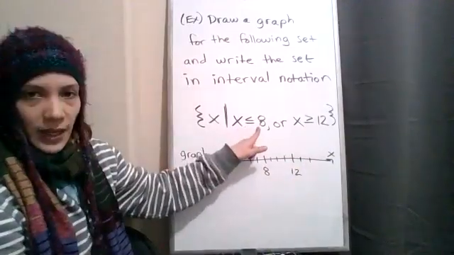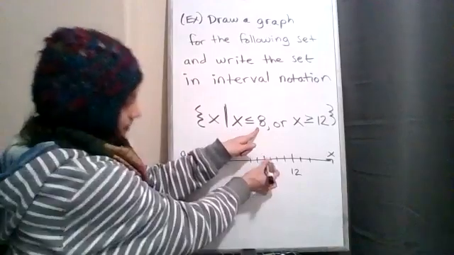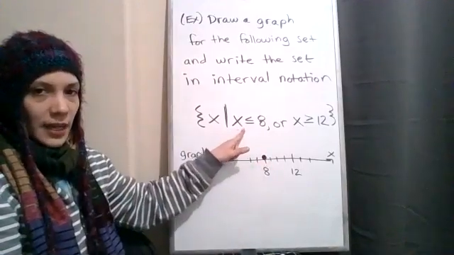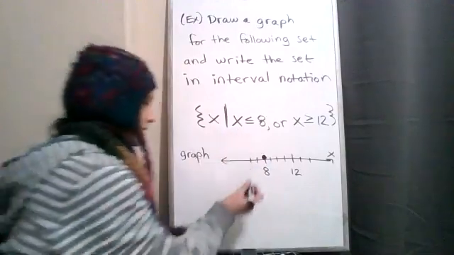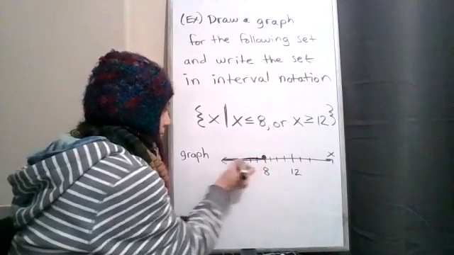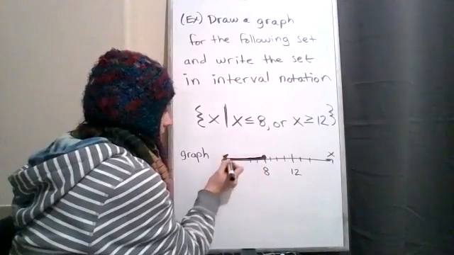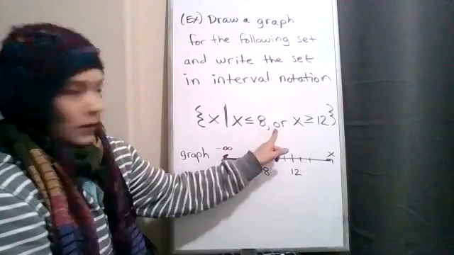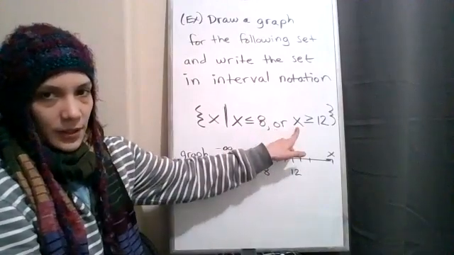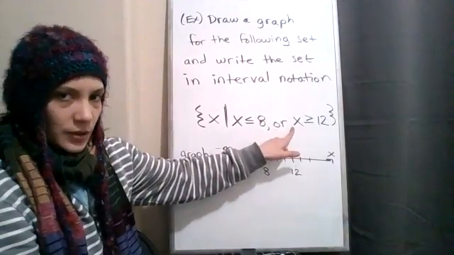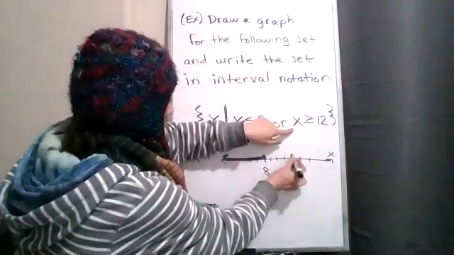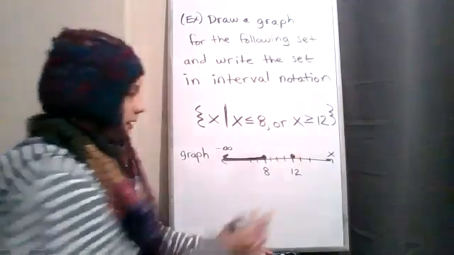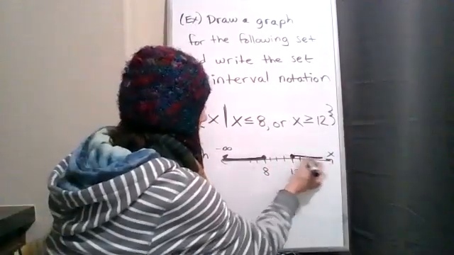We're going to include 8, so closed circle on 8, and all values less than 8. So x is less than or equal to 8 means you're going to negative infinity. Or x is greater than or equal to 12, so a closed circle on 12, and x values that are greater than or equal to 12 are this way on the right.